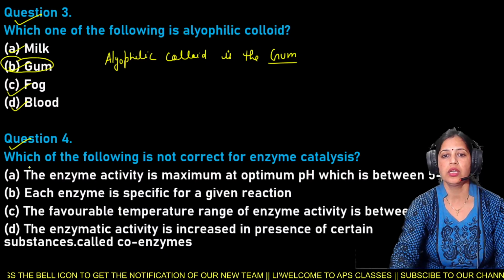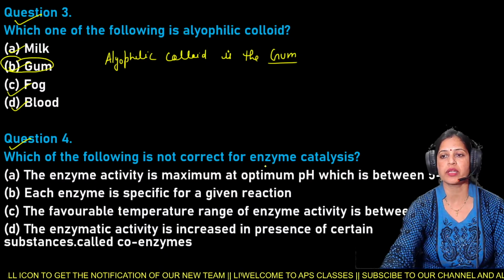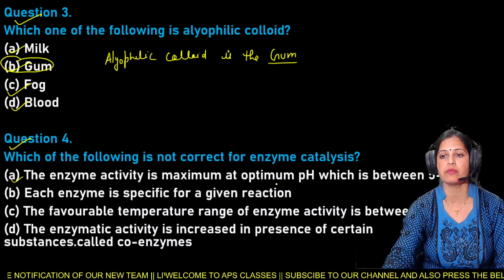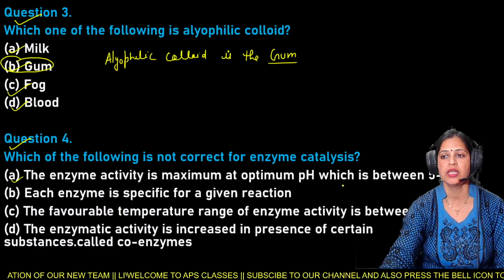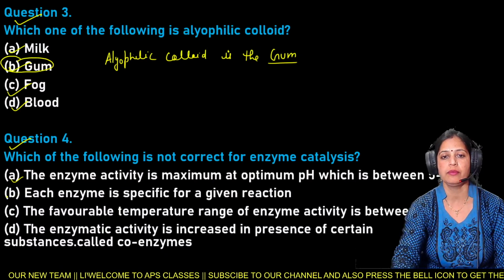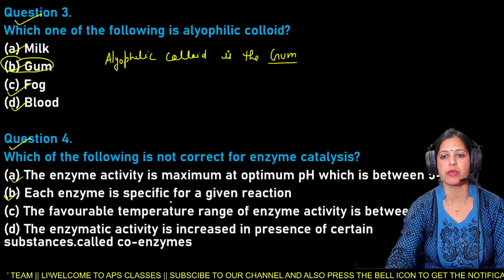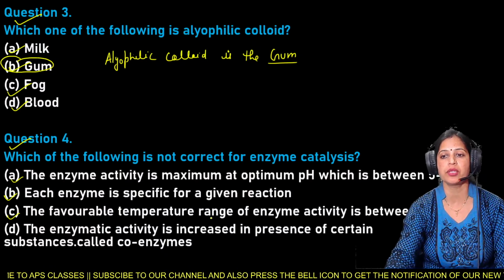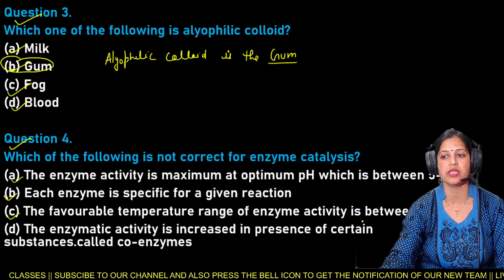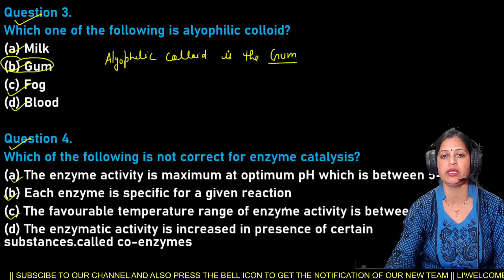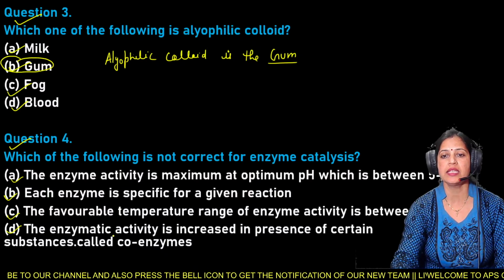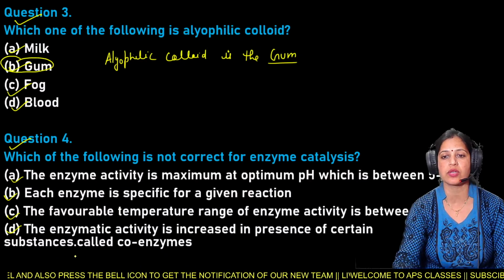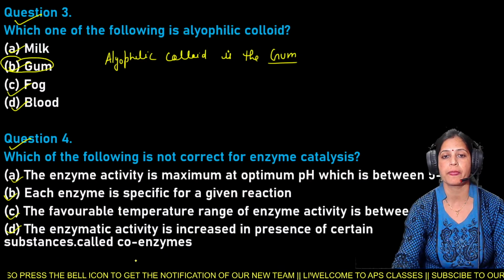Question number 4. Which of the following is not correct for enzyme catalysis? Options are: A, enzyme activity is maximum at optimum pH, that is between 5 to 7. B, each enzyme is specific for a given reaction. C, the favorable temperature range for enzyme activity is between 25 to 37 degrees Celsius. And D, enzymatic activity is increased in the presence of certain substances that are called coenzymes.